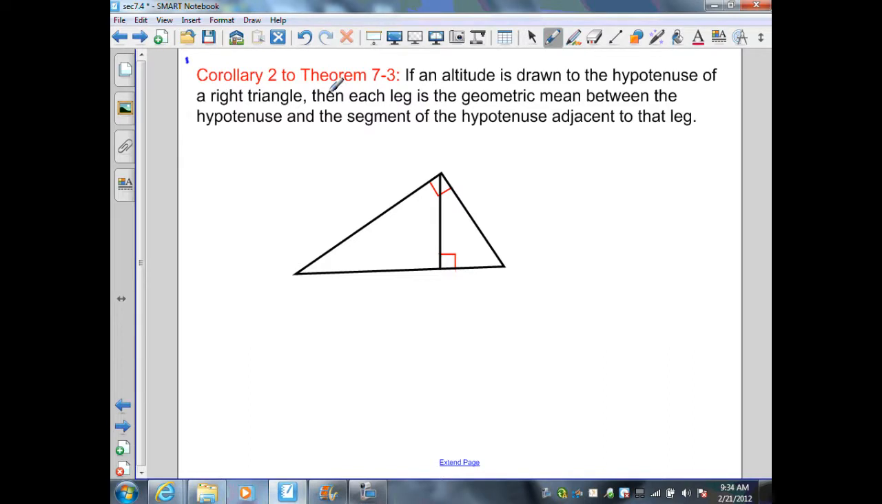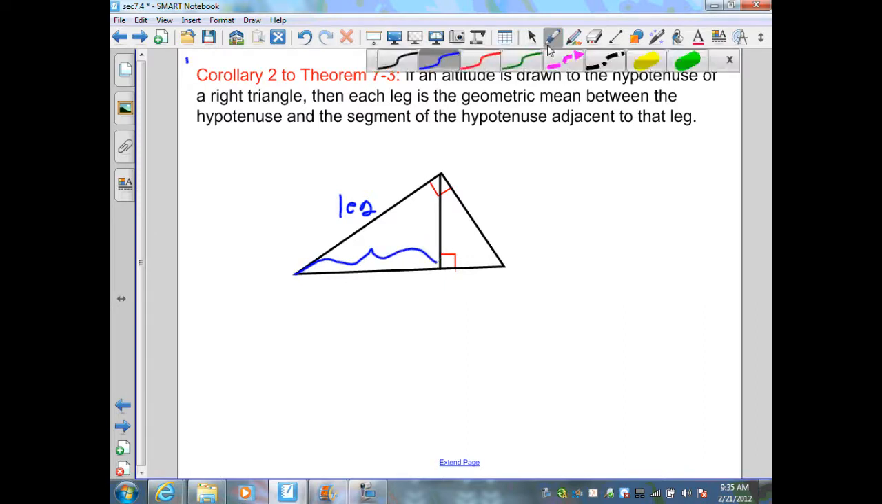Corollary 2 to theorem 7.3. If an altitude is drawn to the hypotenuse of a right triangle, which we have here, then each leg is the geometric mean between the hypotenuse and the segment of the hypotenuse adjacent to that leg. On the previous slides, we defined the legs and the segments of the hypotenuse. So here, if I take a look at this leg, and with that leg, this is the segment of the hypotenuse adjacent to that leg. And of course, we know the entire segment is the hypotenuse.